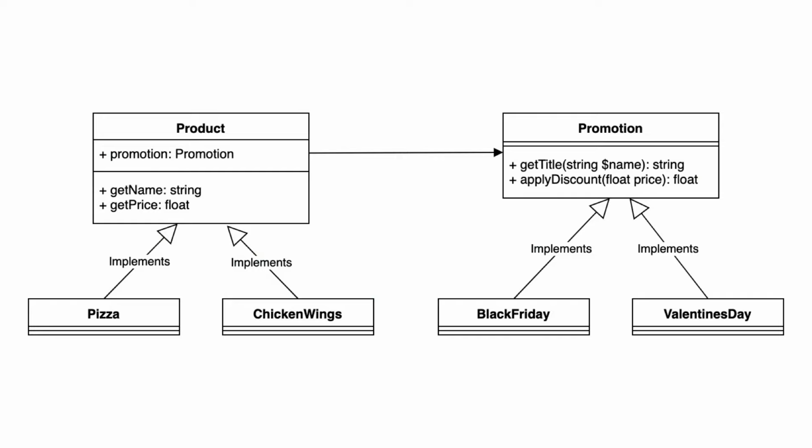So we can even add other promotions, for example, Singles Day, or we add a new product, let's see, a Subway, for example, or a sandwich. We can just add some things in there and still apply the promotions on there. So the two can vary from each other.